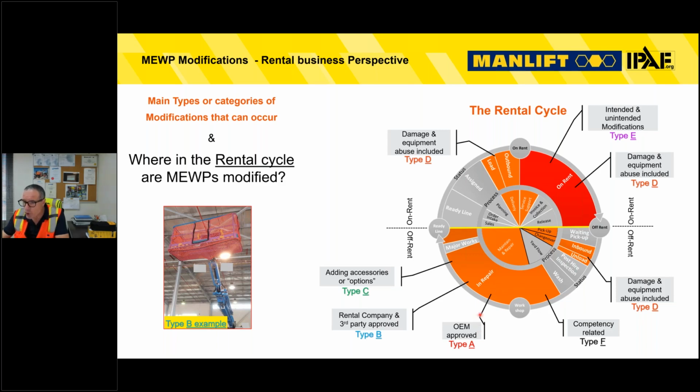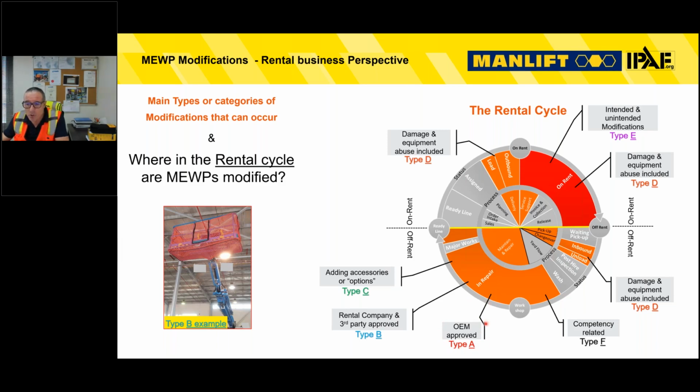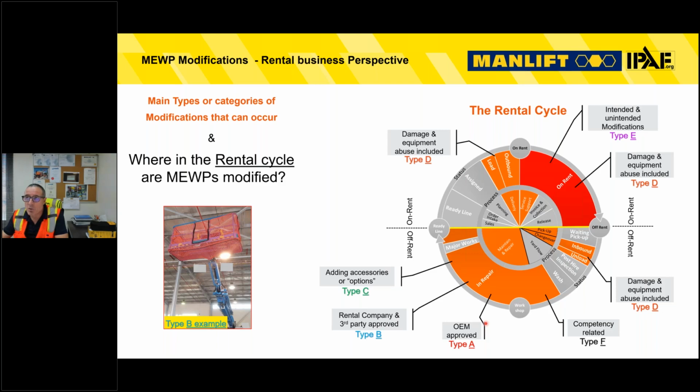And also in the workshop, we might get OEM approved type A modifications taking place, like accessories. The manufacturers do make accessories and they do provide modifications for their equipment. And with a professional organization, we will install those modifications in the workshop, making sure that we use competent people to install the OEM approved modifications.